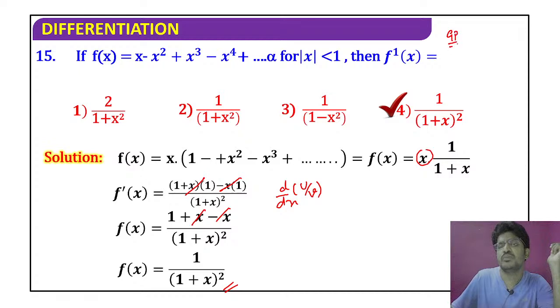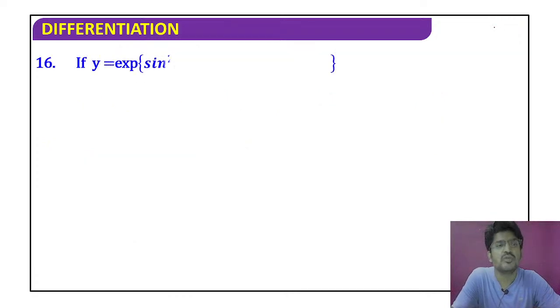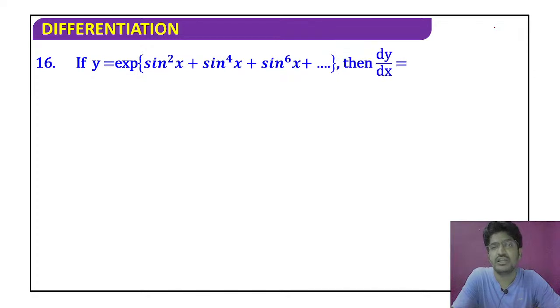And in this, one important concept is GP, that is a divided by 1 minus r. This you have to remember. Clear? Okay. So quickly give me the thumbs up so that we can go for problem number 16. Problem number 16. Okay.